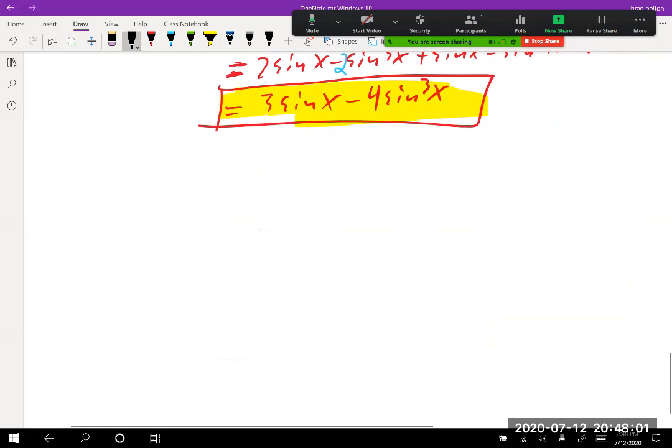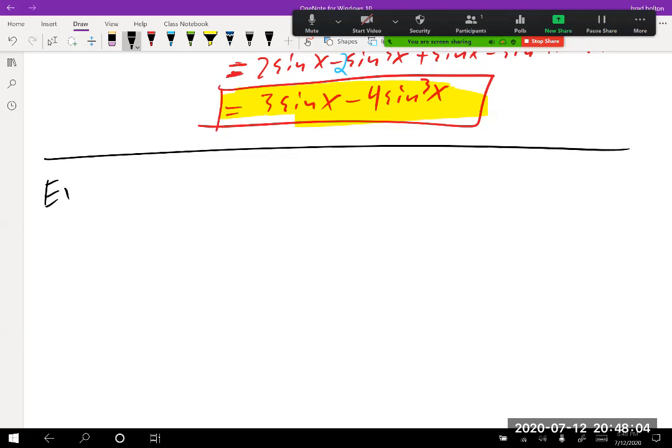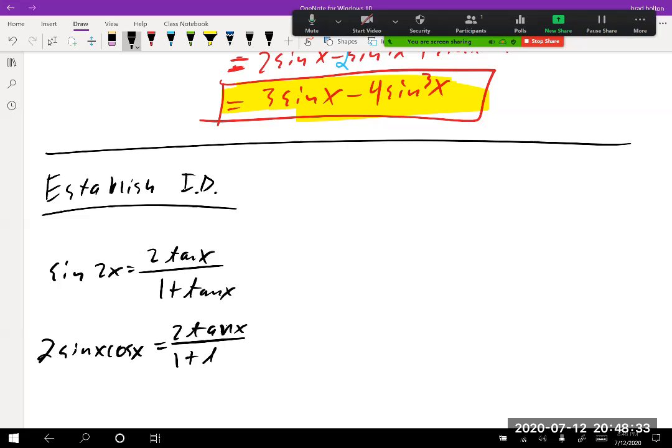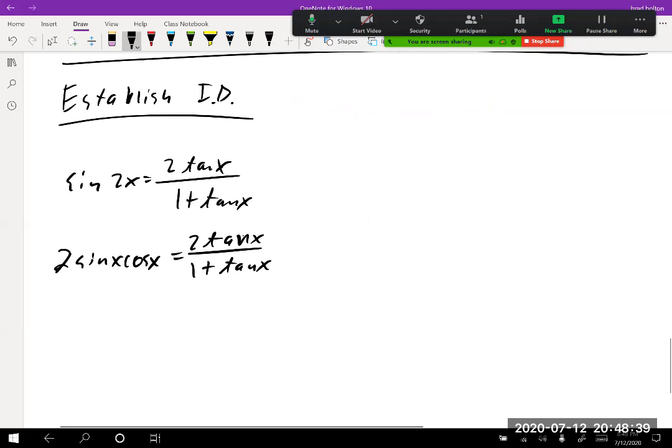Now we can establish some identities. Or verify. So we can say that sine 2x is equal to 2 tan x over 1 plus tan x. Well, we already know that this is 2 sine x cosine x equals 2 tan x over 1 plus tan x. Let me see what we can do here. You know what, when all else fails, rewrite everything as sines and cosines. Let's see if this gets us to where we want to go.